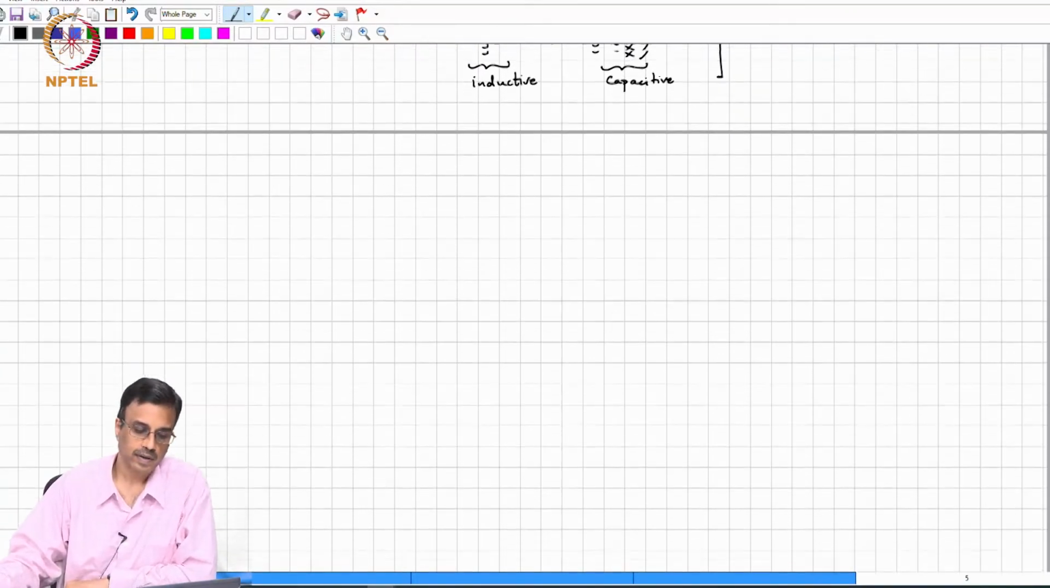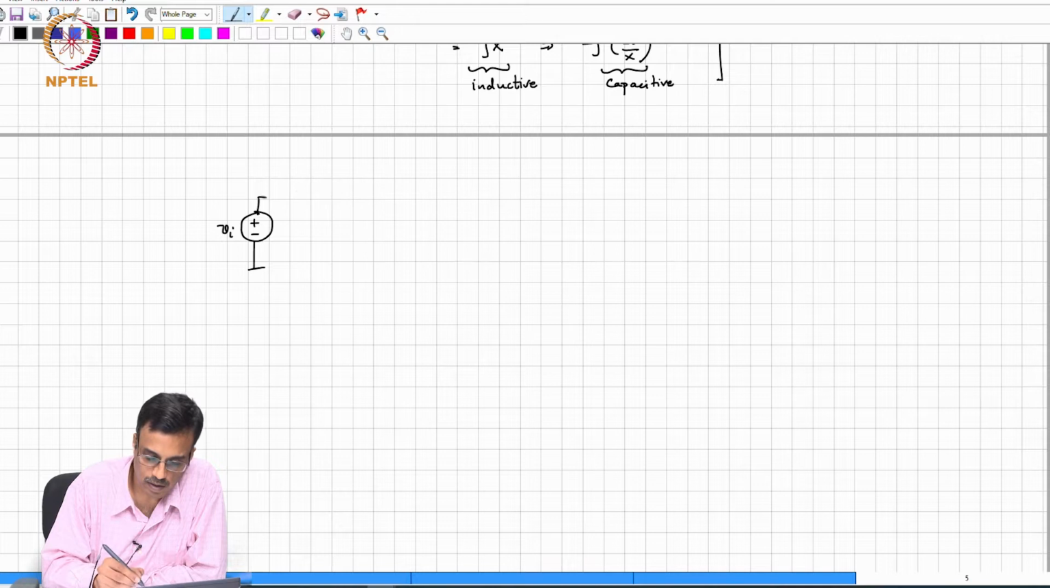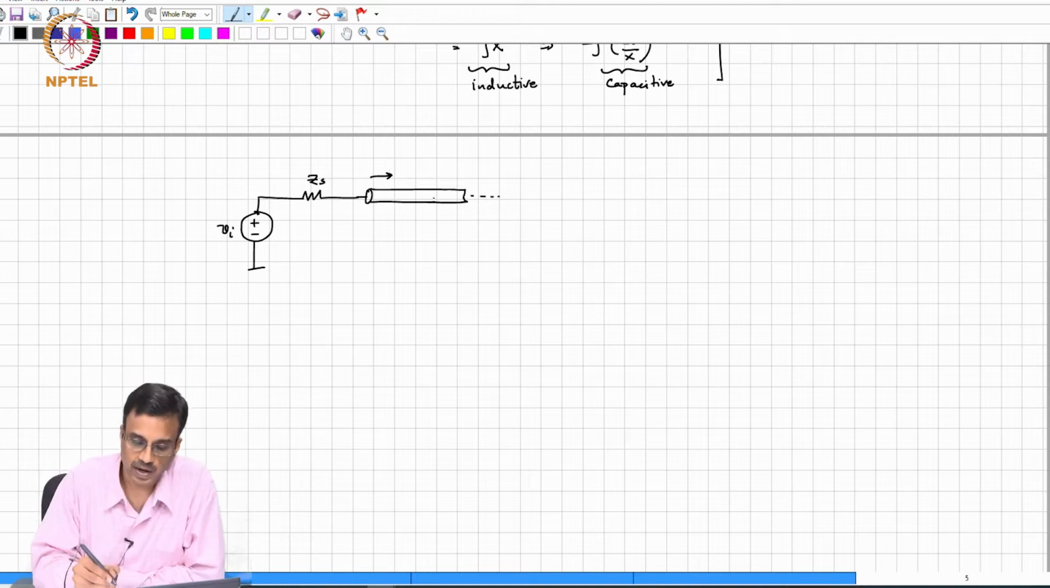The next thing I'd like to cover is what happens when, again, these are just examples of transmission line circuit analysis. So let's say we have a Vi and a source impedance, source resistance rather, Zs, and let's say we have a transmission line. Of course, we don't know where it goes. So let's see what constraints the source impedance imposes on the incident and reflected waves.